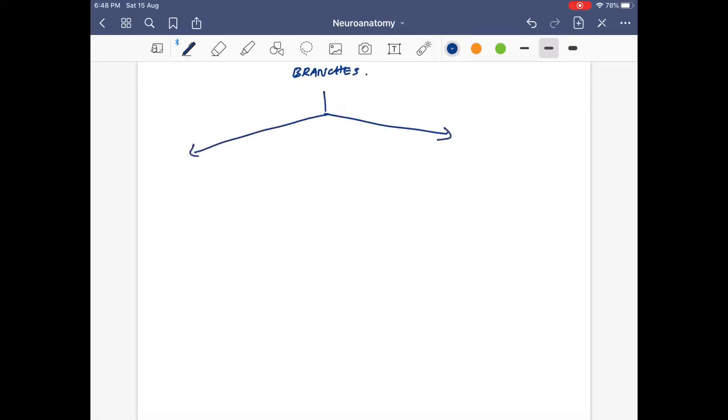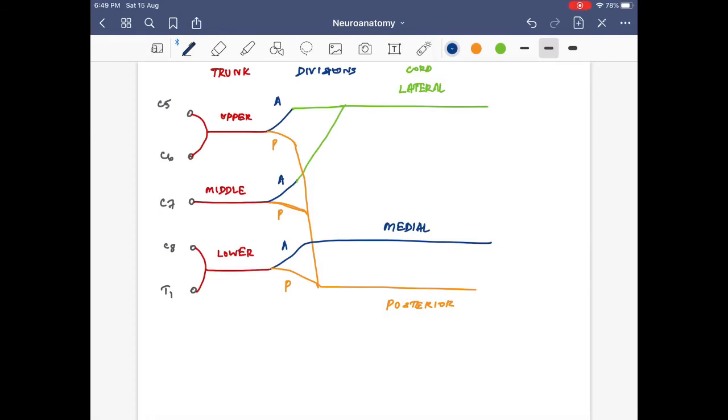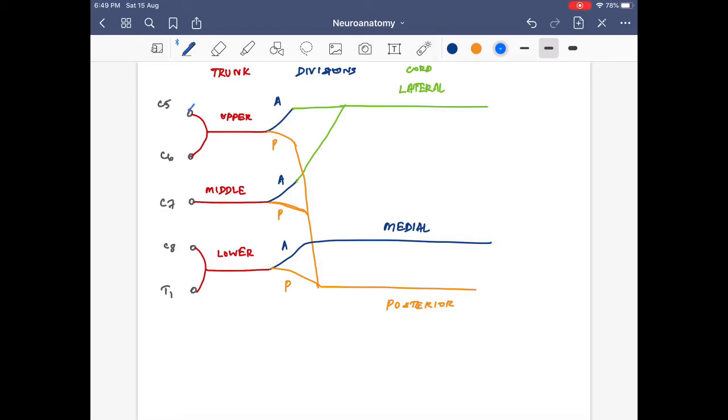So now branches. Coming to branches, you can divide the branches based on the relationship to the clavicle as supraclavicular or infraclavicular. Supraclavicular means those branches arising from the roots and the trunks. So those branches arising from the roots and the trunks are what are called supraclavicular. So from the roots we have two. One is the long thoracic nerve of Bell and the dorsal scapular nerve. Okay, there are of course branches to the phrenic nerve, and now I'll show the branches from the roots.